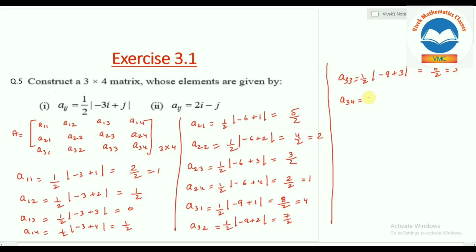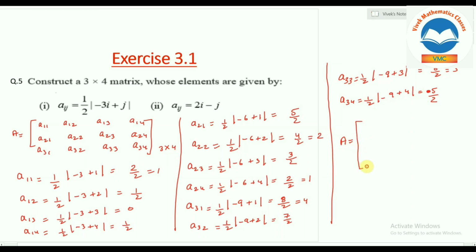A34. A34 will be what? 1 by 2 modulus of minus 9 plus 4. So this will be minus 5 by 2. So minus modulus will be plus 5 by 2. So what will be our A matrix?